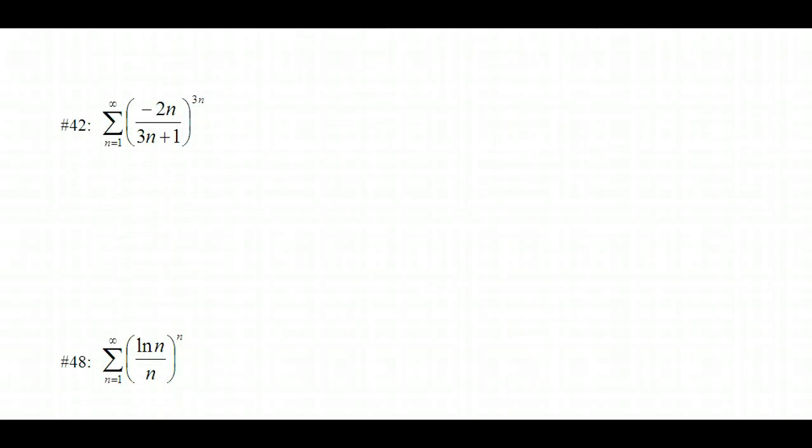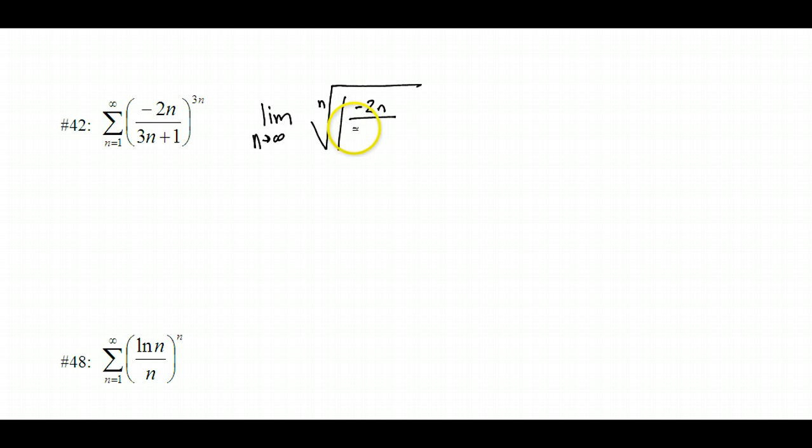42. There is a negative in this one, but again, as soon as you see everything raised to that power of n or 3n, that's basically screaming root test. So our limit as n approaches infinity. Even though it's to the power of 3n, we want the nth root every time. It is absolute value, and so I guess you could start with putting in the negative 2n, but in the long run, because it's absolute value, that negative we can get rid of. We have 3n plus 1 in the denominator, all to the power of 3n.